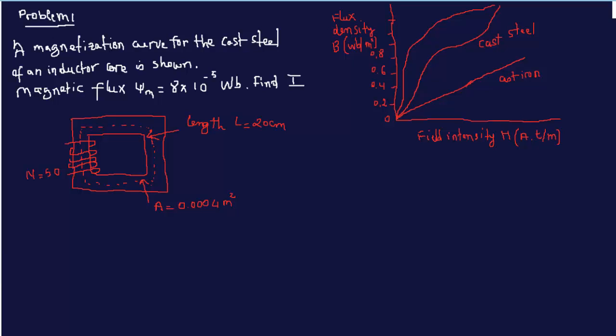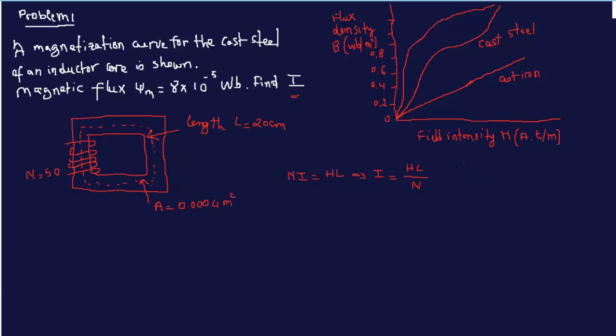Problem number one, I'm still in the electrostatics section. This one says a magnetization curve for the cast steel of an inductor core is shown on the right side. The magnetic flux in the steel is 8 times 10 to the power minus 5 Webers. So the question here is to find I.